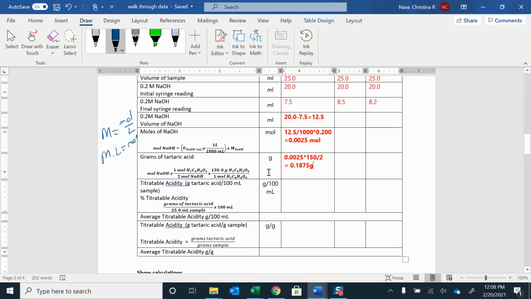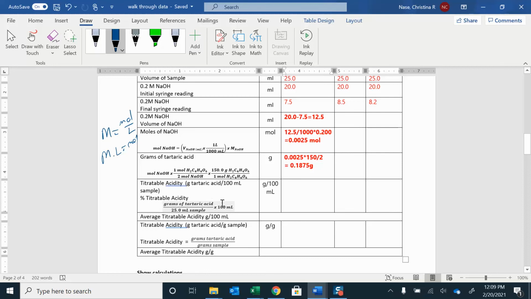There's a lot of equations to do that. There are so many ways to represent titratable acidity. So we're going to show you two different ways here. We'll look at titratable acidity in terms of grams of tartaric acid, which I just calculated, per 100 ml sample. And we usually refer to that as titratable acidity. And this is the equation there.